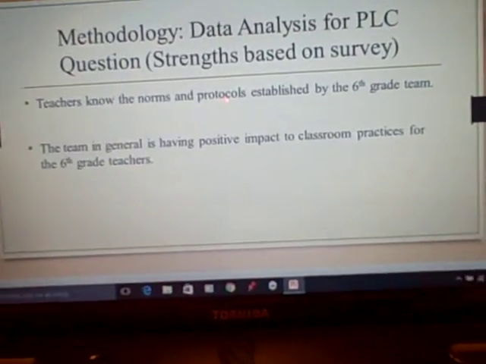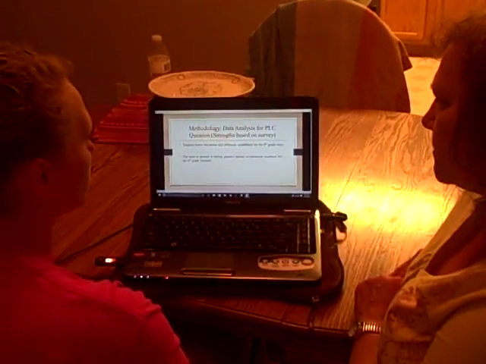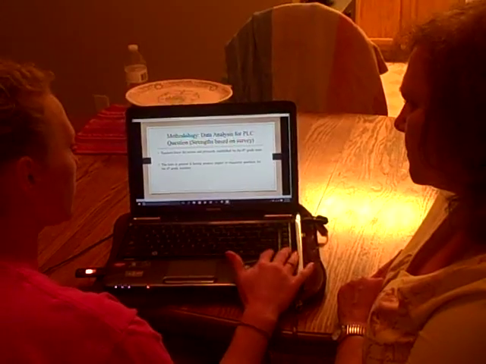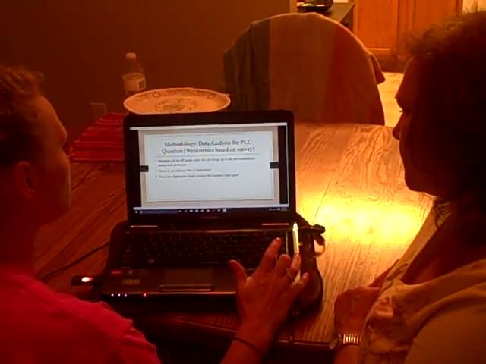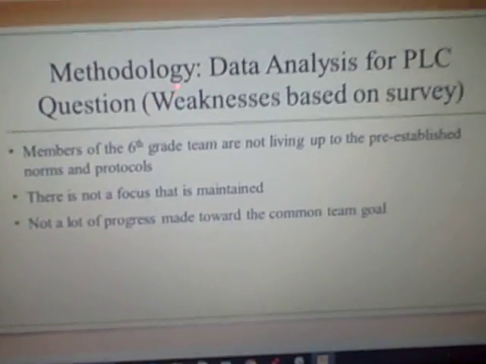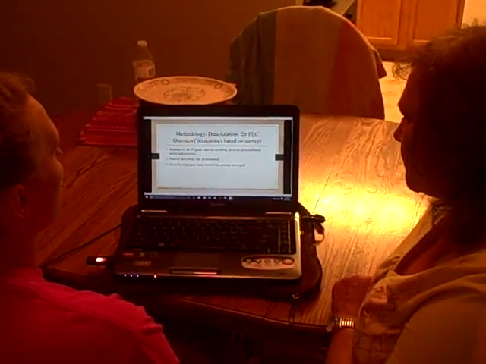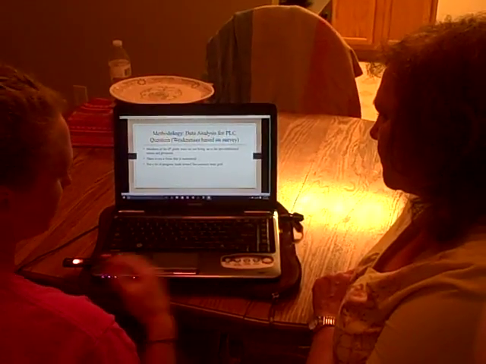So the strengths based on the survey data analysis: teachers know the norms and protocols established by the sixth grade team, and the team in general is having a positive impact on classroom practices for the sixth grade teachers. Neither one of those seems to be an issue. But the weaknesses: the analysis says that members of the sixth grade team are not living up to the pre-established norms and protocols. There's not a focus that is maintained, and there's not a lot of progress made toward the common team goal.